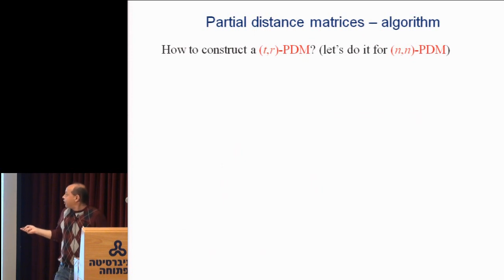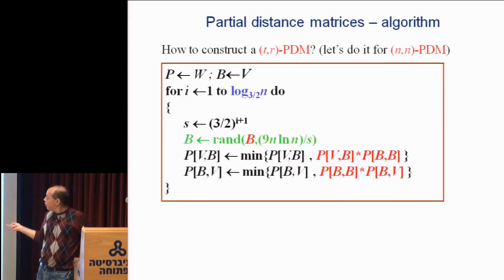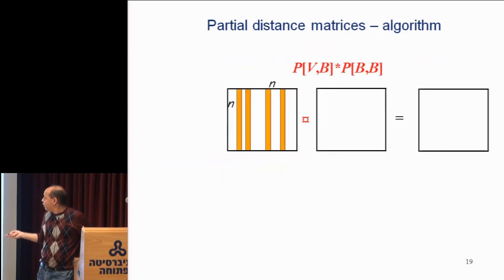Okay, so I won't have time to tell you the algorithm for how to construct a partial distance matrix, not even the special case of an NN partial distance matrix. So I won't have time to tell you about this. This is a sketch of the algorithm.